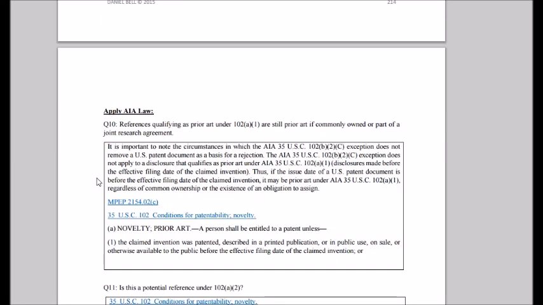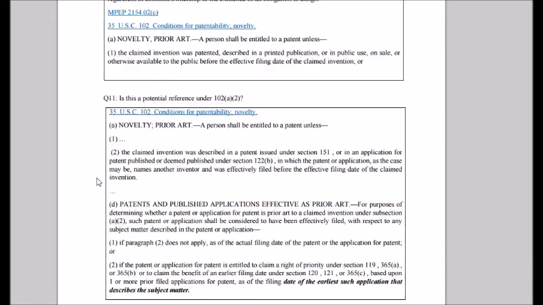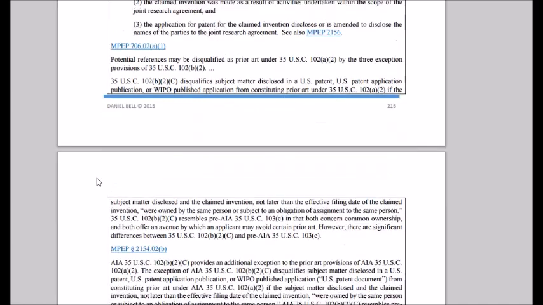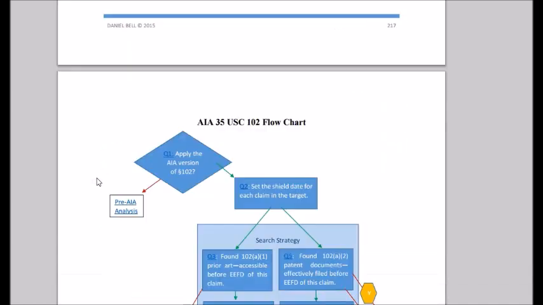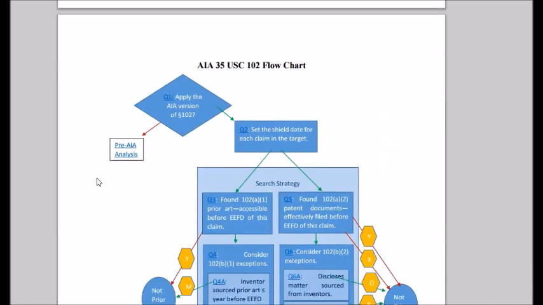And so this is what a legal process design looks like. These are the process documents. There's a flow through it. There's issues you're covering. This is the AIA 35 USC 102 flow chart. Here you ask, is it apply AI version?